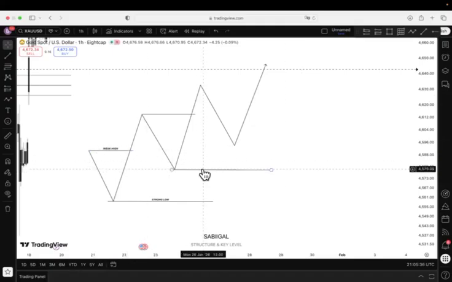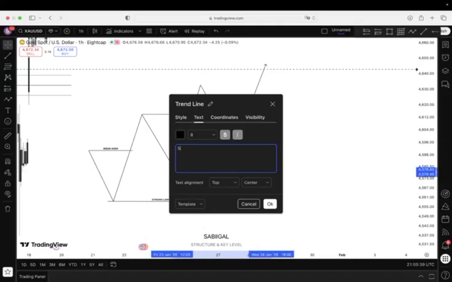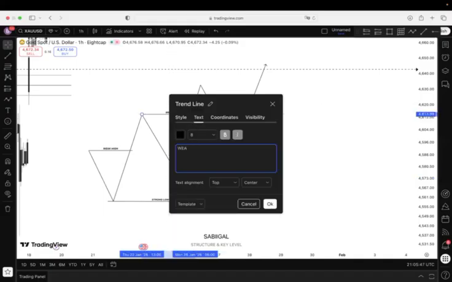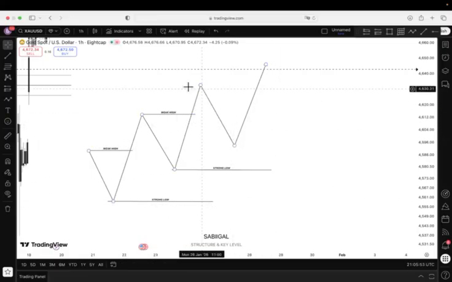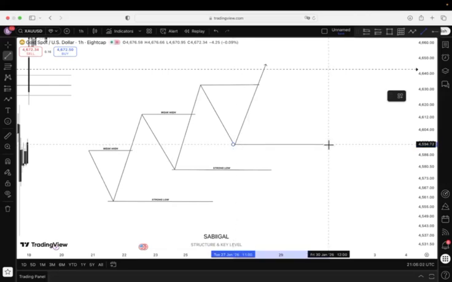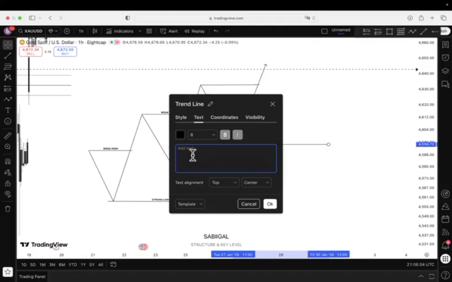Simple. It goes on and on. This is a strong low, a weak high. Same as this, a strong low, a weak high. Now, I'm going to explain again why.